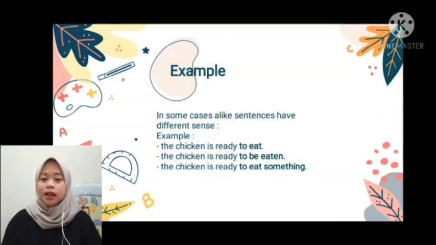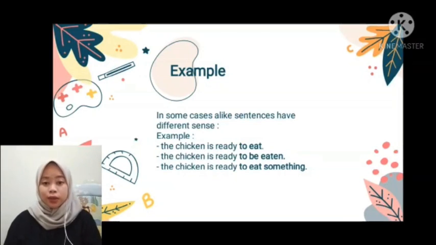In some cases, sentences have different senses. For example, the first: the chicken is ready to eat. The second: the chicken is ready to be eaten. And the third: the chicken is ready to eat something. The three examples here have different meanings, right? And it can be called having different senses.